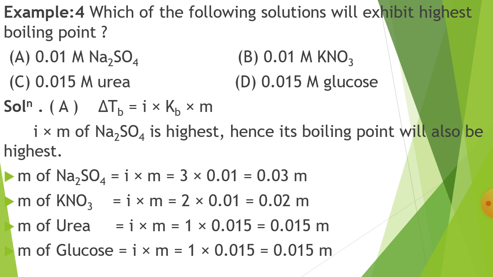Here urea has i equal to 1, as it does not dissociate, and molality 0.015. So we get the answer 0.015. Similarly, glucose is also a non-electrolyte, hence the value of i is also 1, so we get 0.015 as well. Here the highest value is 0.03 m. That's why the boiling point is also highest for Na2SO4. So this type of question you have to solve like this.